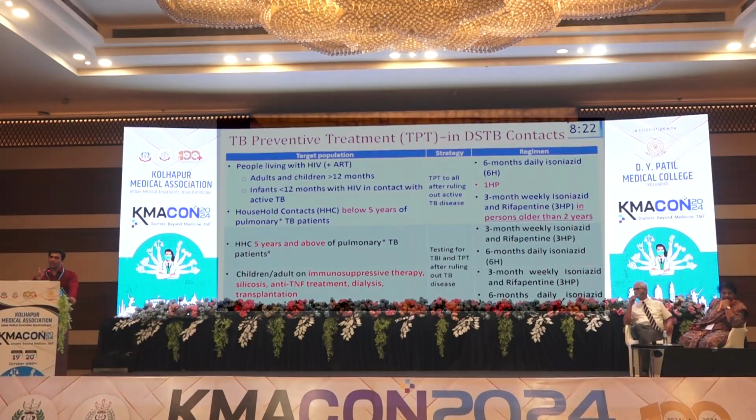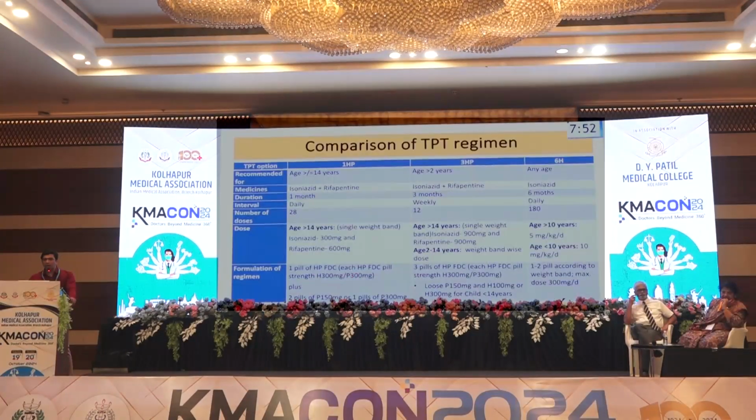3HP is the newer drug which was introduced 2 or 3 months back. It is an FDC, a combination of isoniazid as well as rifampicin, and it is given for 3 months. This 3HP is a once a week dose, given for 12 weeks, like 3 months. INH was given as a daily dose for 6 months, but with 3HP we are giving a weekly dose for 3 months.